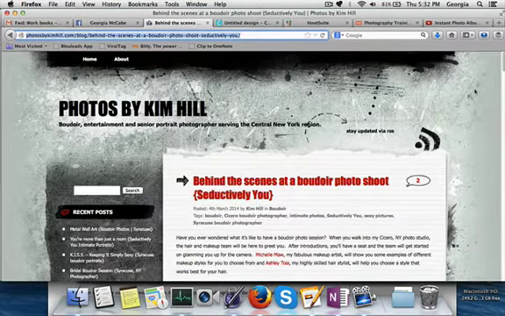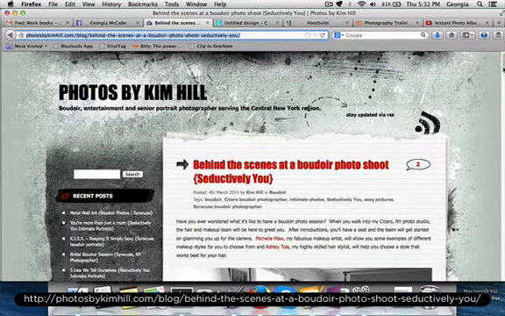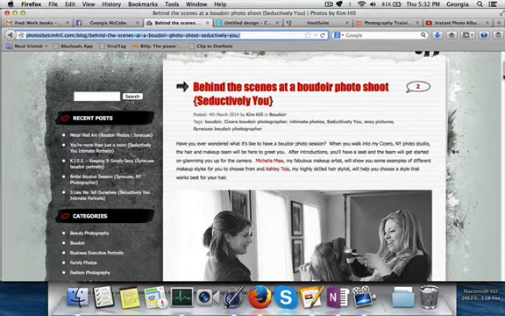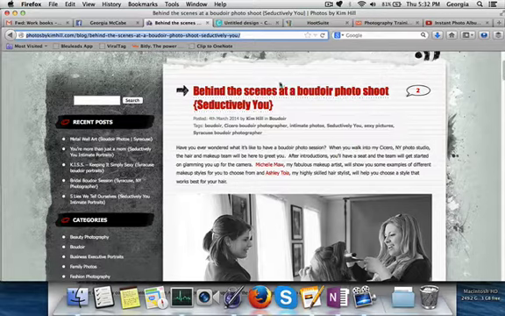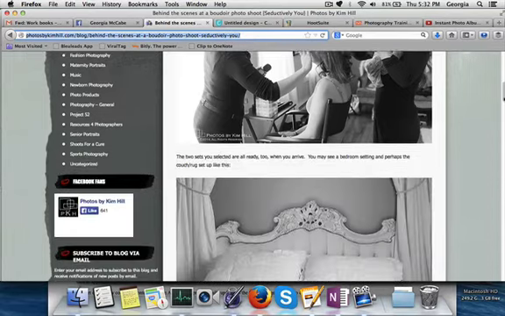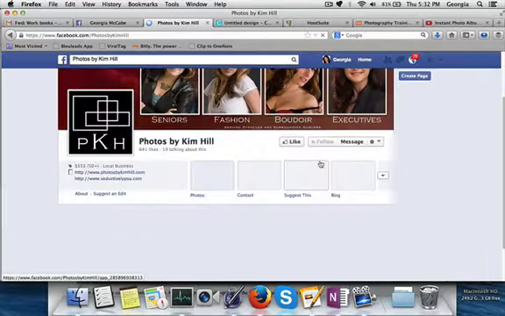This is a photographer, H&H photographer, a client of ours that we have, Kim Hill, and she's a boudoir entertainment and a senior portrait photographer in Syracuse, New York. And she does an amazing job on her blog. I'm really proud of her, how often she blogs. But here she says, behind the scenes at a boudoir photo shoot. And so what she did was she took pictures of what was actually happening. She gave credit to the makeup artist as well as the hairstylist. And she wrote this great little article that now people can go ahead and share on her Facebook page.